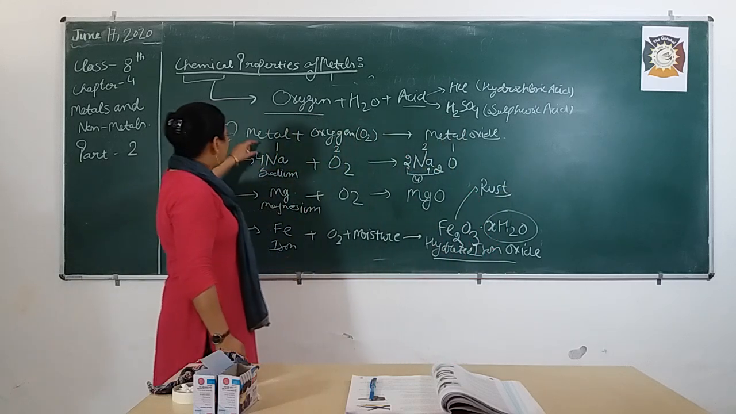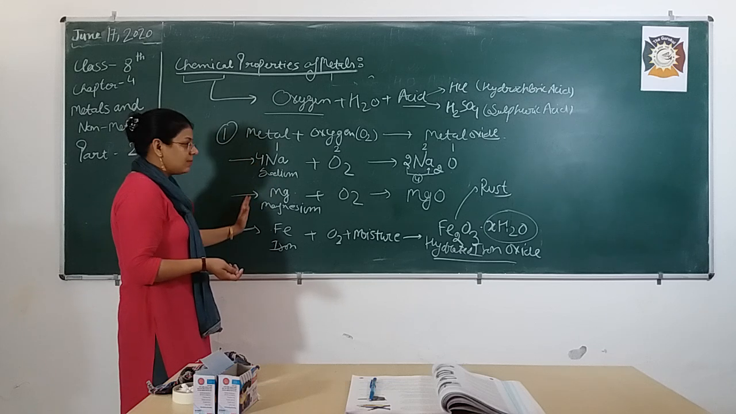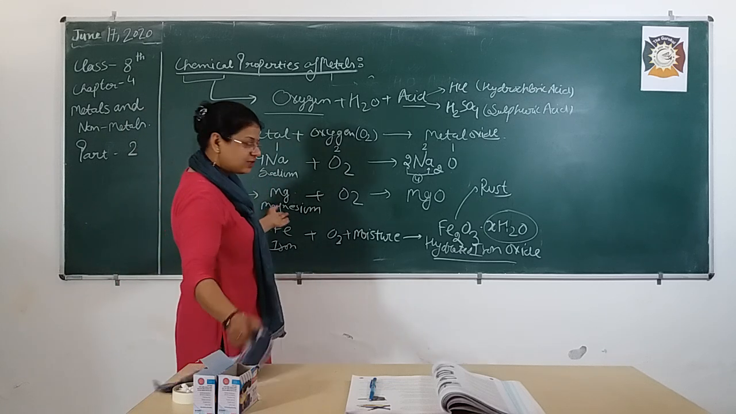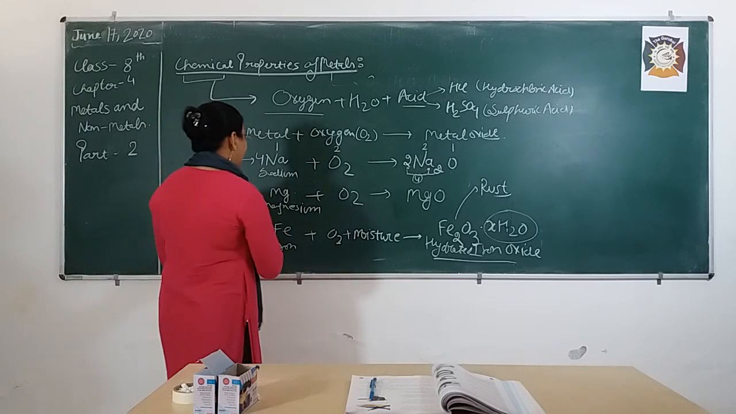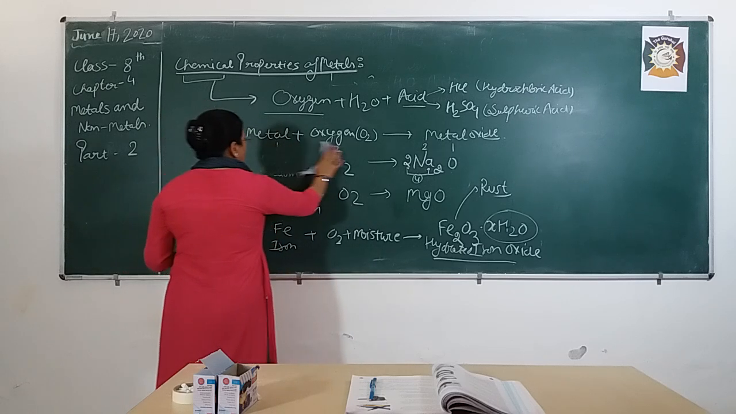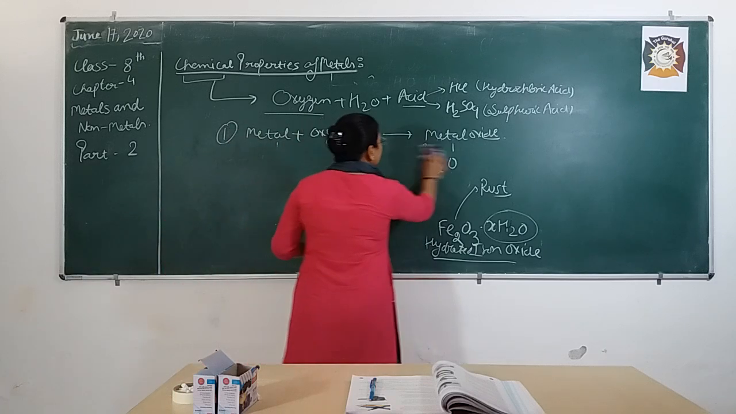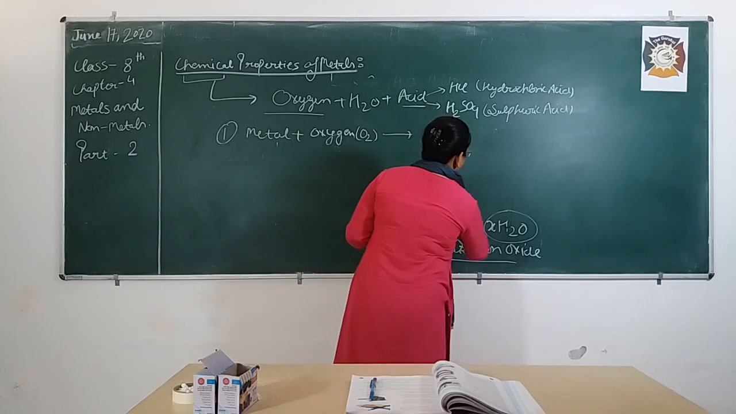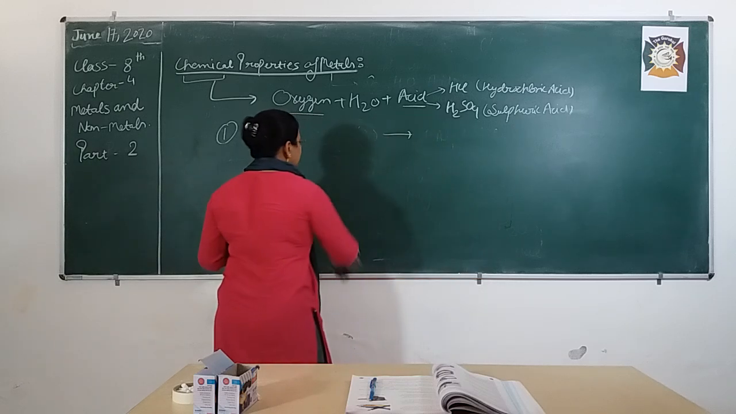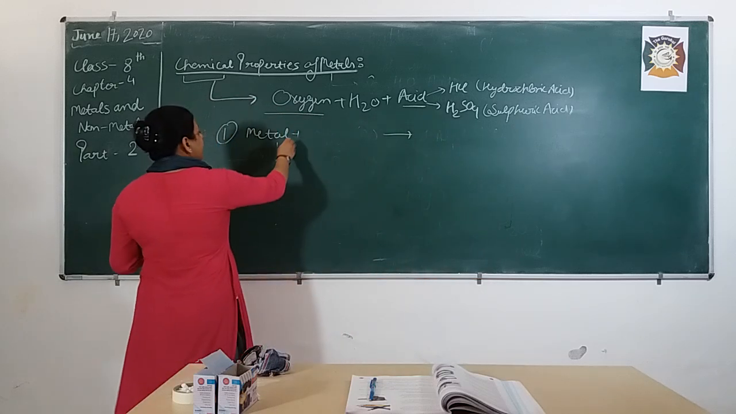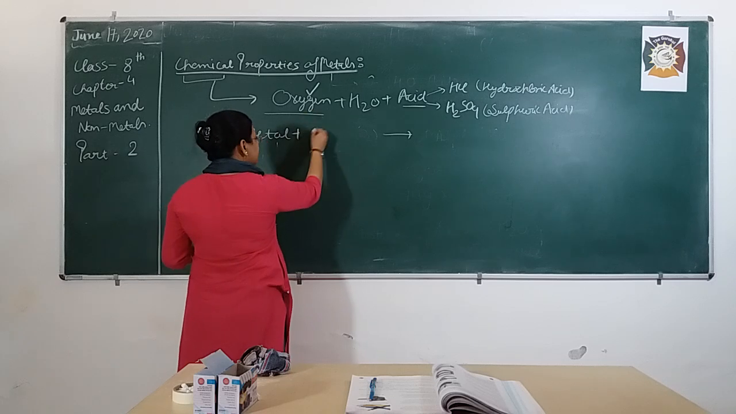Okay, so now we can easily see what happens when sodium, magnesium and iron react with oxygen. The second topic is the reaction of metals with water. Very good. So now we will discuss the reaction of metals with water. With oxygen we discussed that the product formed is a metal oxide.